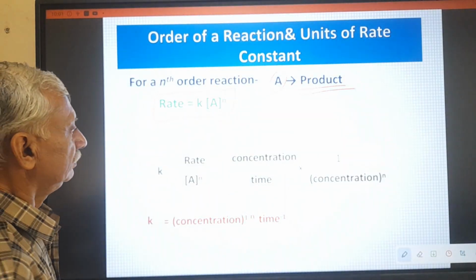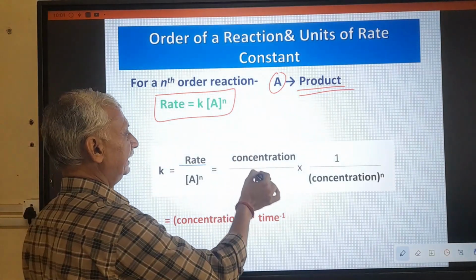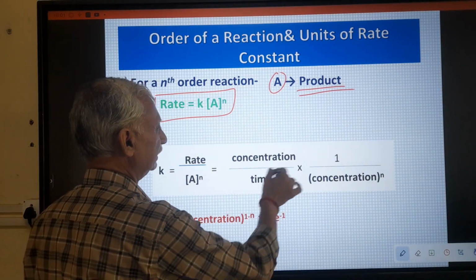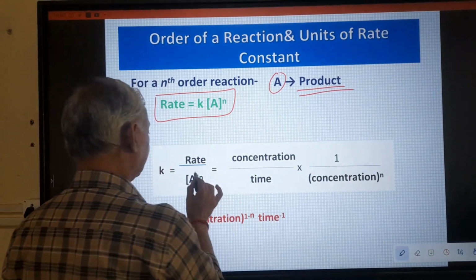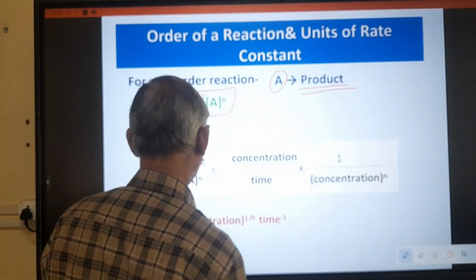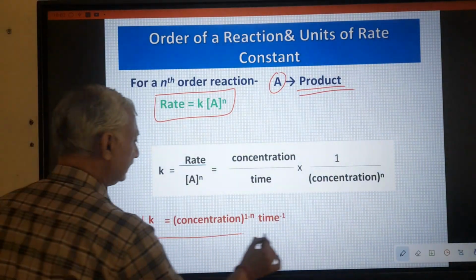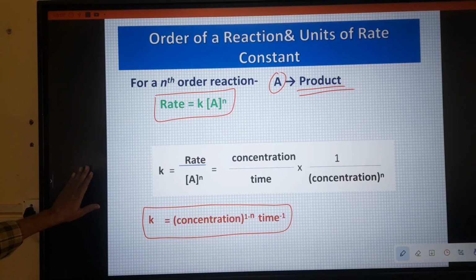We know that rate is measured in concentration upon time. In place of concentration we can write mole per liter per time. Here the concentration of A is measured in mole per liter raised to power n, and this relation will come out from which we are able to calculate the unit of the rate constant.